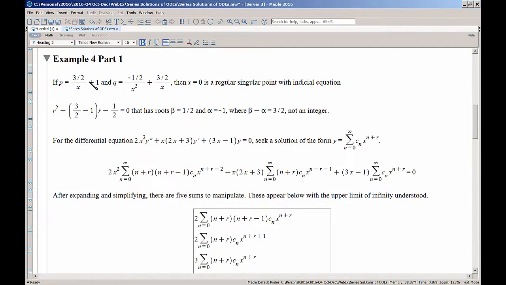So if you take this p and this q, put it into the differential equation, and clean it up a bit, you will see that you want to multiply through by an x squared to clear this denominator. And here you have a half and a half and a half. So you're going to be multiplying by a 2. So that's why there's a 2x squared out here.